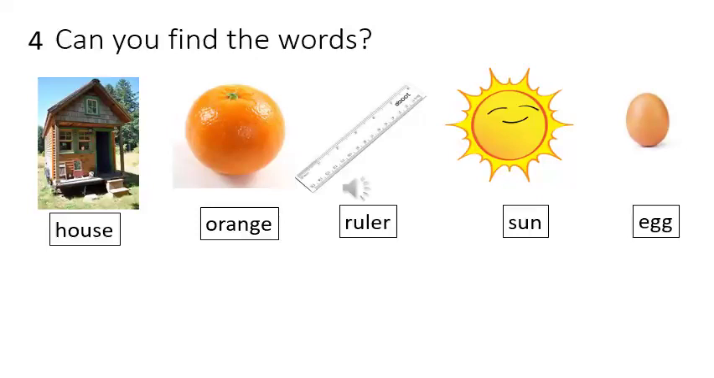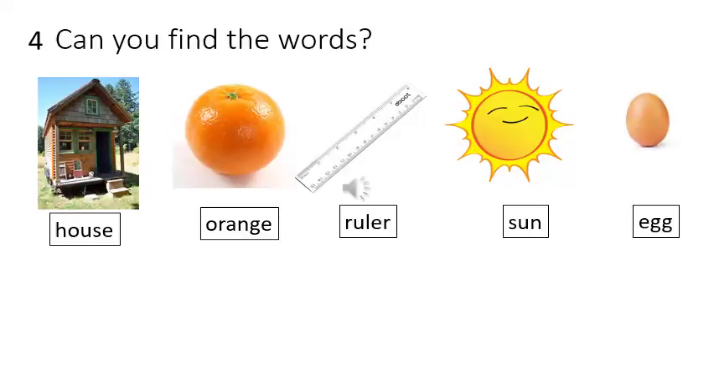The third picture is ruler. What do you have to write? Ruler. You cannot write scale. If you write scale, you cannot derive the correct word. What do you have to write? You have to write ruler. R-U-L-E-R. Ruler. Ruler means scale.